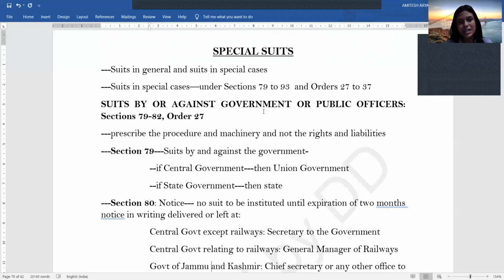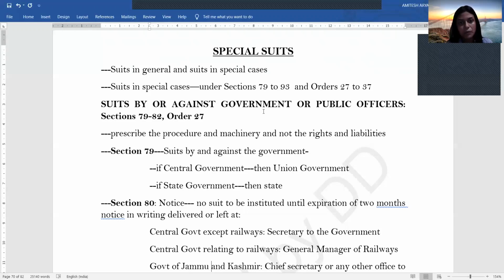So section 79 is the first section. It is telling that if it is a suit by or against the government, if you have to make the central government a party, then you use the name Union of India. If it is a state government, then use the state of so and so, the state of Haryana, whatever you have to use.